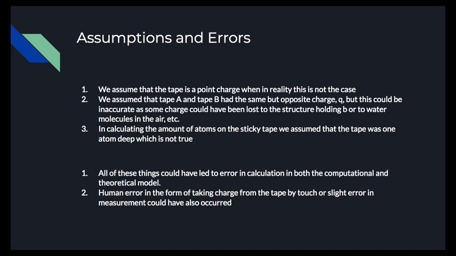One assumption we made is that the tape is a point charge, when in reality this is not the case. We also assumed that tape A and B have the same but opposite magnitude of charge, when this could be inaccurate. We also, in calculating the atoms of the sticky tape, assumed that the tape was only one atom deep, which is not true. All these things could have led to an error in the calculation, and also human error could have come into play by touching the tape.